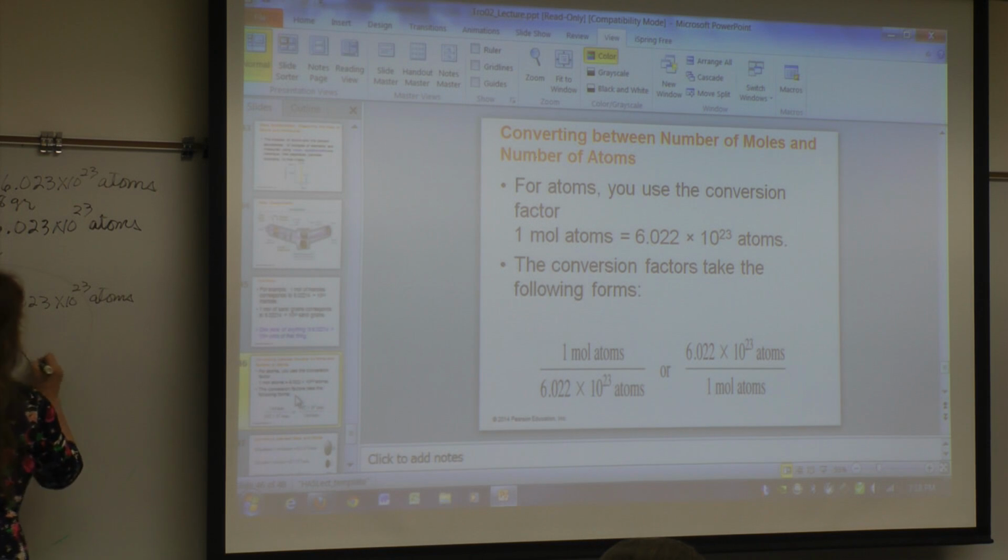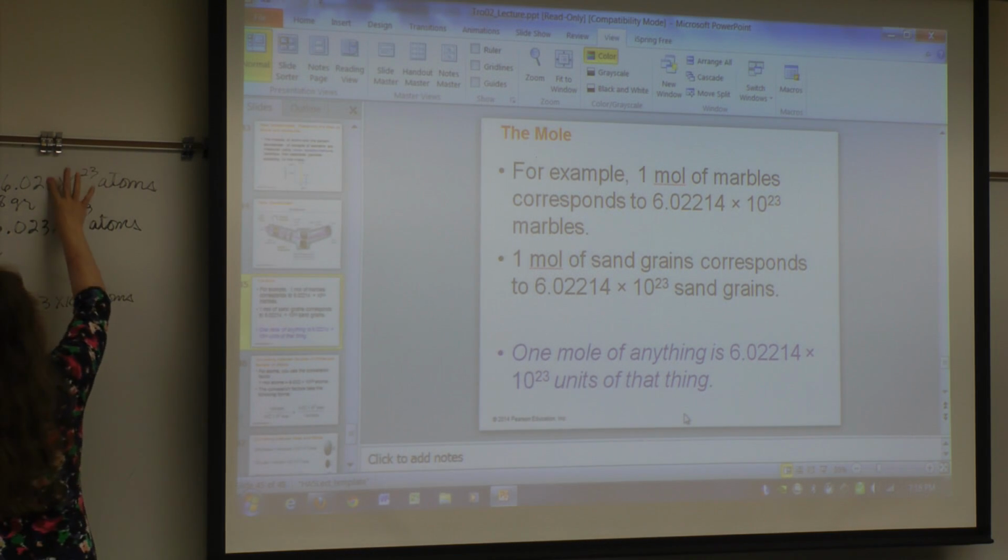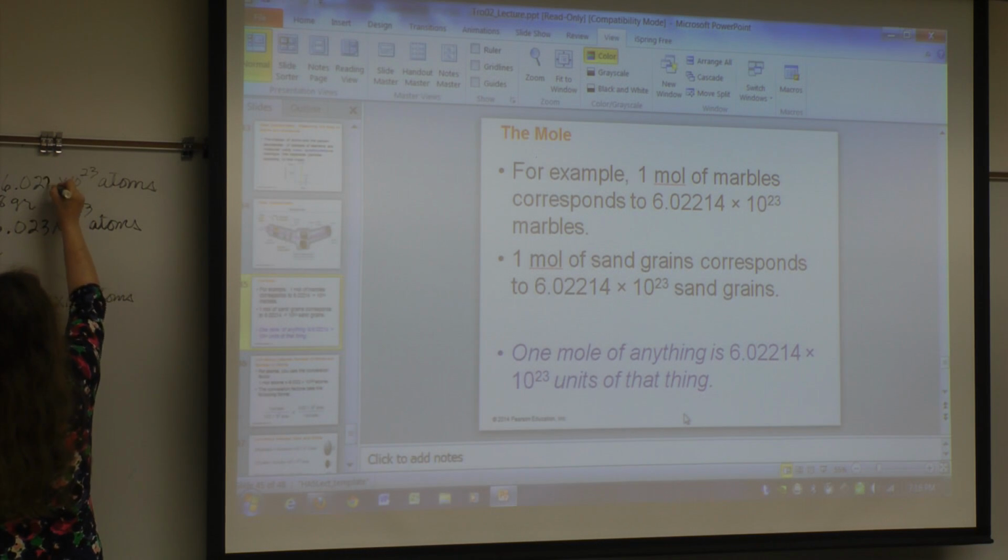845 grams, right? That's what this means when it says 1 mole of anything is 6.022 times 10 to the 23rd. We gotta make this 2. Sorry.